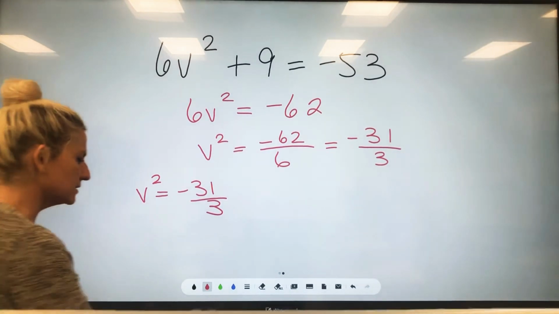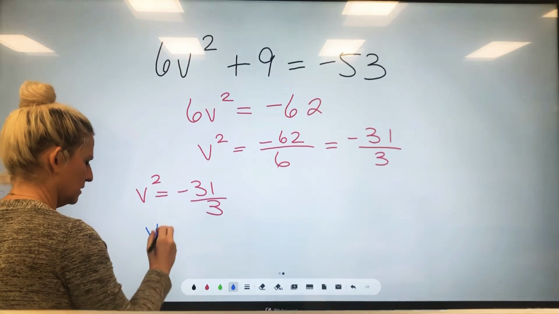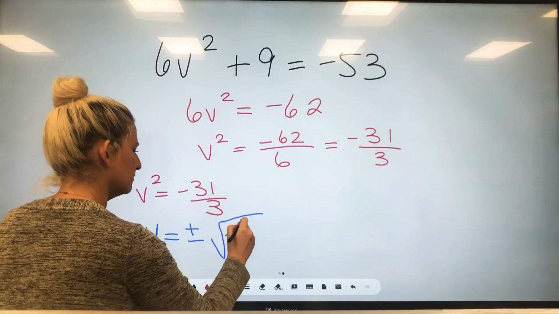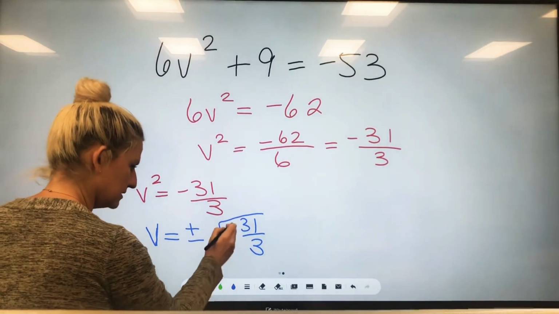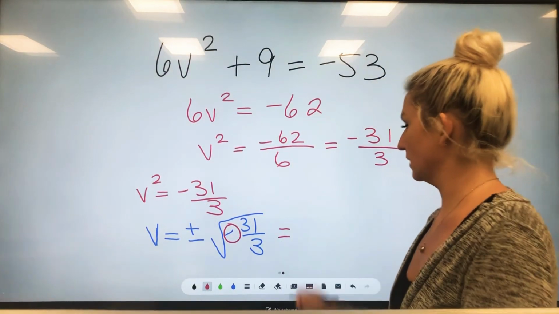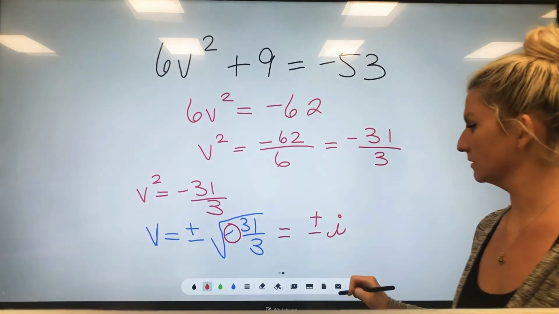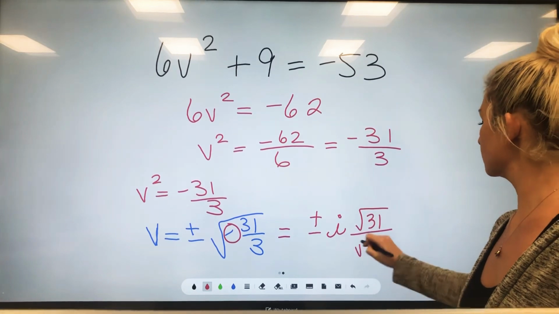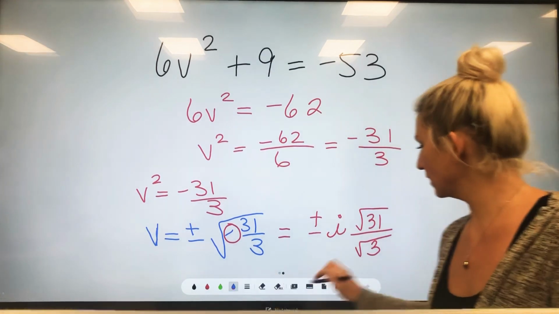And now I want to take the square root. I square root both sides. So I have b equals positive or negative square root of negative 31 over 3. Now as soon as I see this under here, I know I'm going to have the i in my answer. So this is positive or negative. I'm going to take out the i, and this is the square root of 31 over the square root of 3. Now I need to rationalize this.